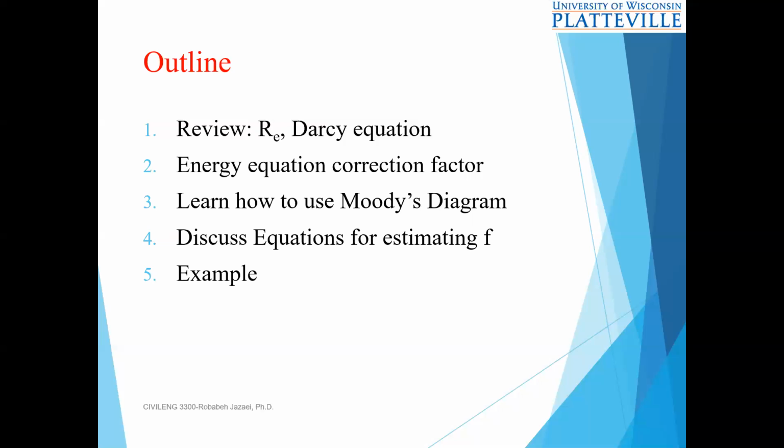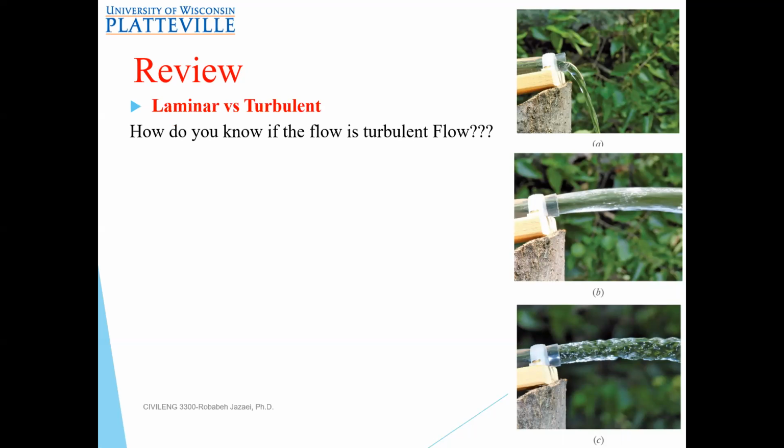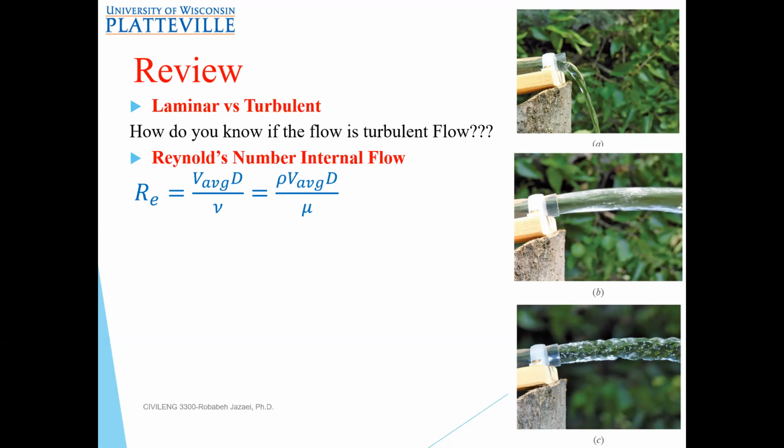All right, let's see what we learned so far. In this picture, you can see three different pictures. Maybe you can tell which one is laminar, which one is transitional, or which one is turbulent. But it's not a good idea to just look at the flow and tell which type of flow we have, because sometimes it's inside the pipe and we cannot see anything. That's why we learn about Reynolds number for internal flow.